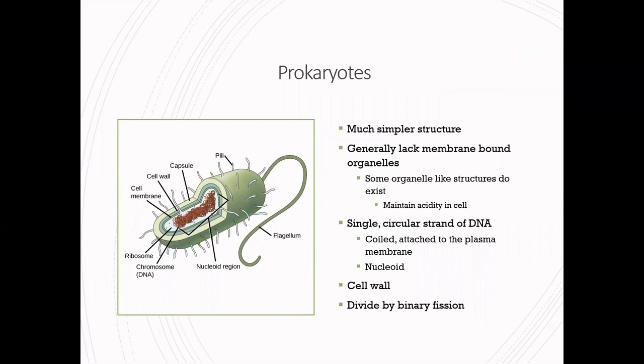Prokaryotic cells are a much simpler structure. They generally lack membrane-bound organelles. They may have some organelle-like structures. They have a singular circular strand of DNA that's coiled and attached to the plasma membrane and located in the nucleoid region. Some of them have a cell wall, and they divide by binary fission.